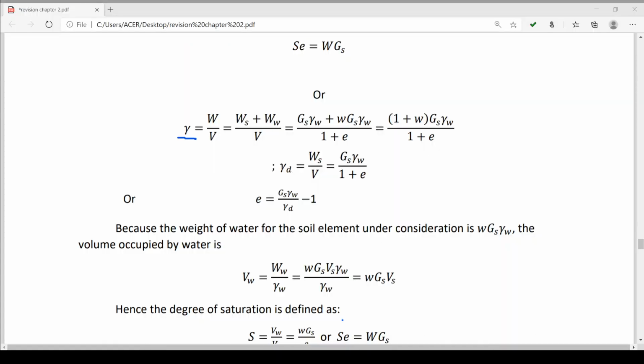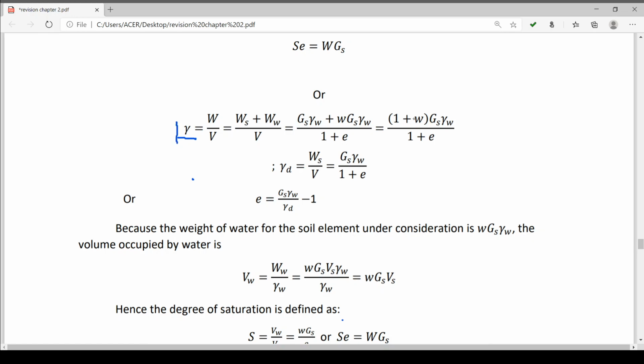So hello everyone. So this is part 2 of our discussion. For our part 2, we are going to discuss one of the most important equations for your moist unit weight, your dry unit weight. That is gamma equal to the quantity of 1 plus w, which is your moisture content, multiplied by Gs, specific gravity, times the unit weight of water, all over 1 plus void ratio.